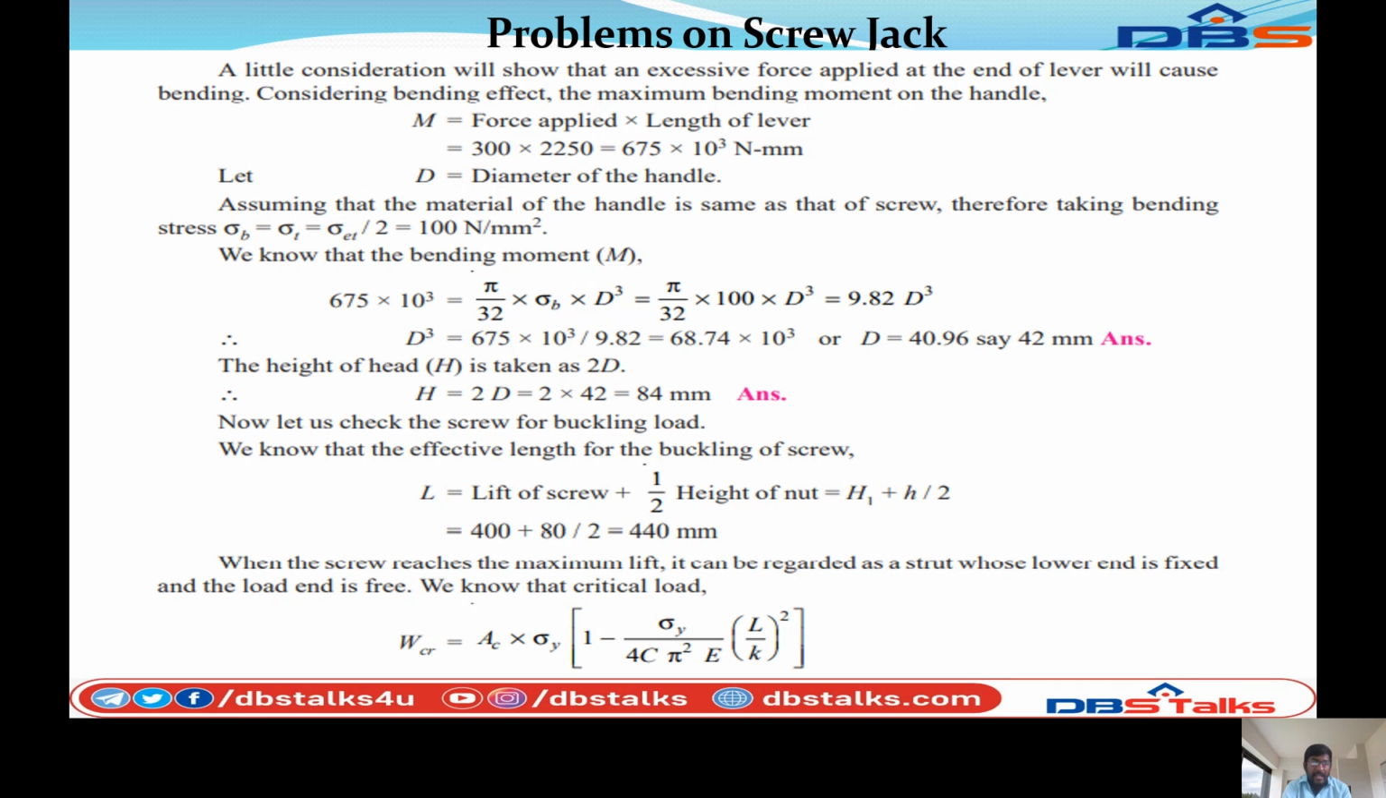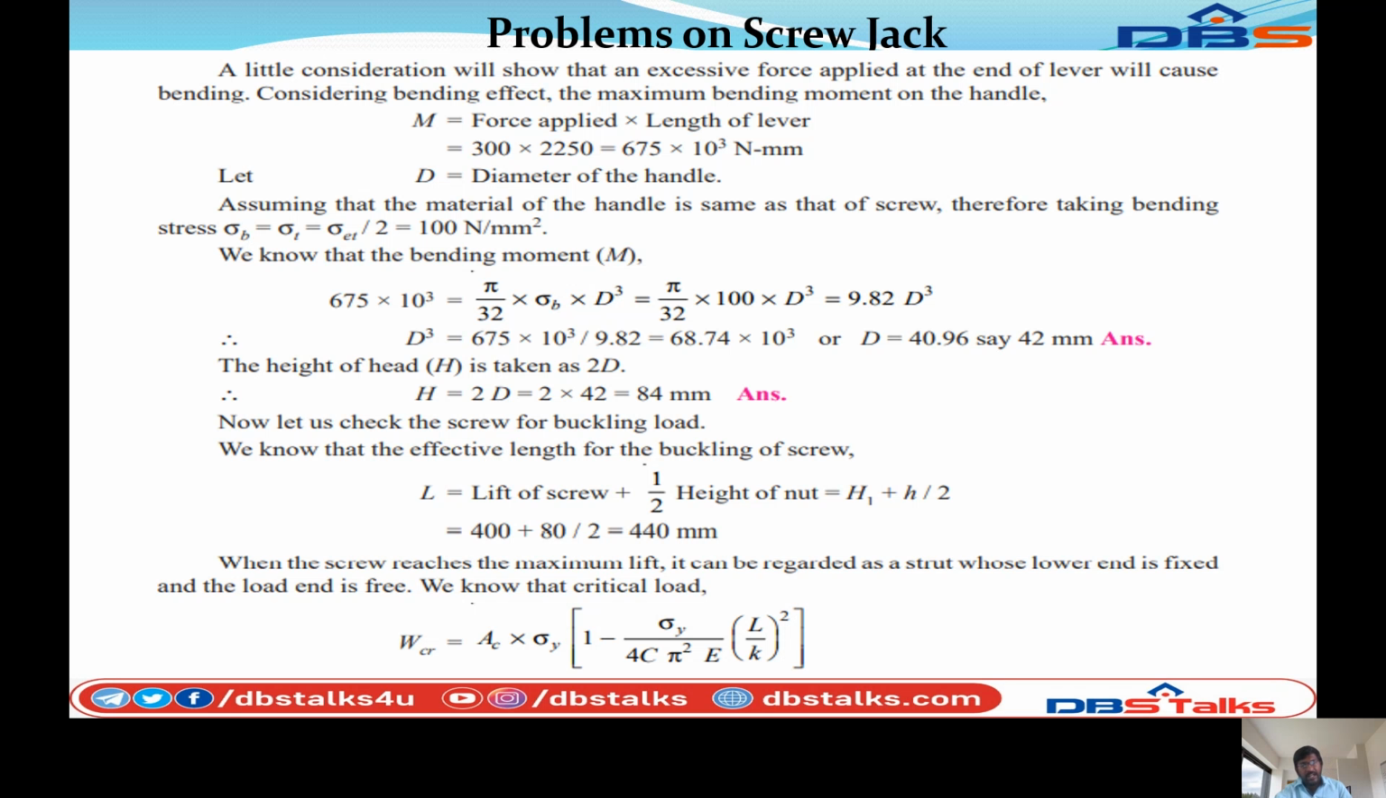Next, a little consideration will show that the force applied at the end of the lever will cause bending. Considering the bending effect, the maximum bending moment of the handle M is equal to force applied into length of the lever. So 300 into 2250, the length of the lever, equals 675 into 10 cube Newton mm. Let D be the diameter of the handle.